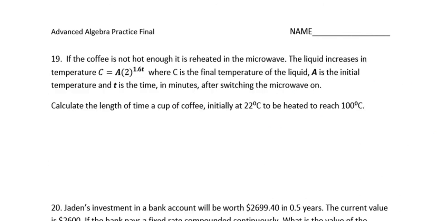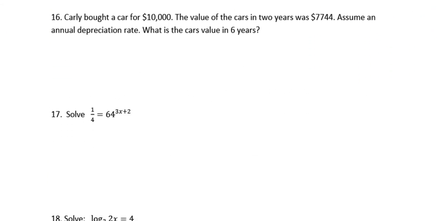16. Oops, go back. I guess I got to scroll down. 16. We bought a car for $10,000. After 2 years, what we need to do is figure out our depreciation rate, and then once we know the depreciation rate, plug that in for 6 years. So if we have a value of $7,744 after 2 years, that's our new value, it is equal to our initial value, 10,000, and 1 minus whatever our depreciation rate is for 2 years.